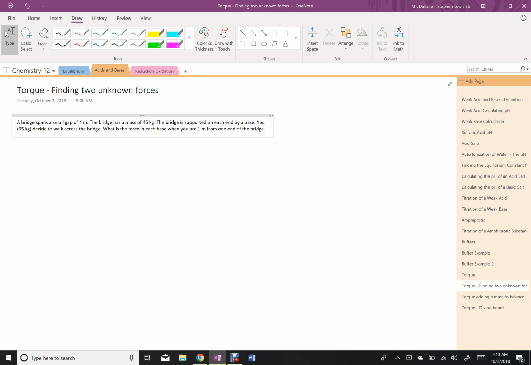So we have a bridge spanning a small gap of 4 meters. The bridge is 45 kilograms. The bridge is supported on each end by a base. You, 65 kilograms, decide to walk across the bridge. What is the force in each base when you are 1 meter from the end of the bridge?